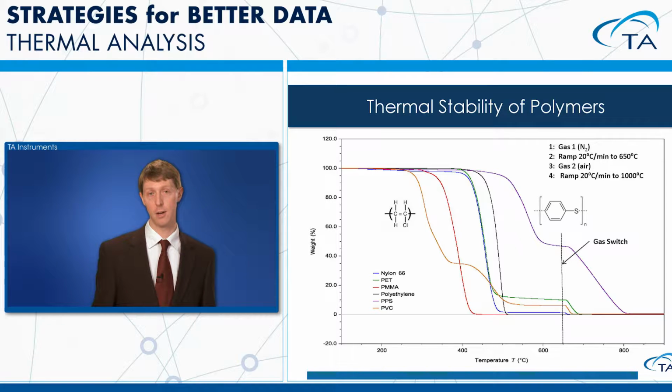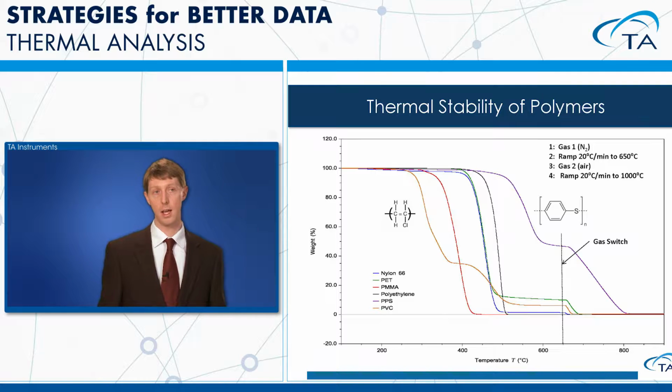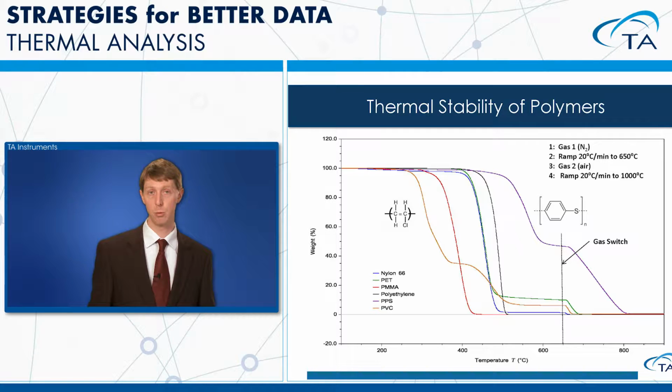So here is a variety of TGA type experiments. We can see that we're looking at weight loss curves of a variety of common polymers. And you can see that we have a 20 degree a minute ramp from room temperature up to, let's say, 1,000 degrees, or in this case, we're going up to 650 degrees. At that point, we're switching from an inert nitrogen atmosphere to what we'll call an oxygenated atmosphere with air. Now you can see that what we're looking at in this particular case is weight loss, but it gives us an idea of the thermal stability of these particular polymers.